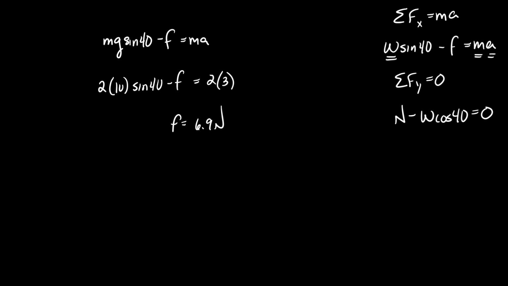Now, next you're asked to get the ratio of the frictional force to the normal force. So that ratio is just friction divided by normal. I have friction, but to finish this off, I'm going to need the normal force. I think I have a method to get the normal force as well. The normal force is going to equal mg cosine 40.